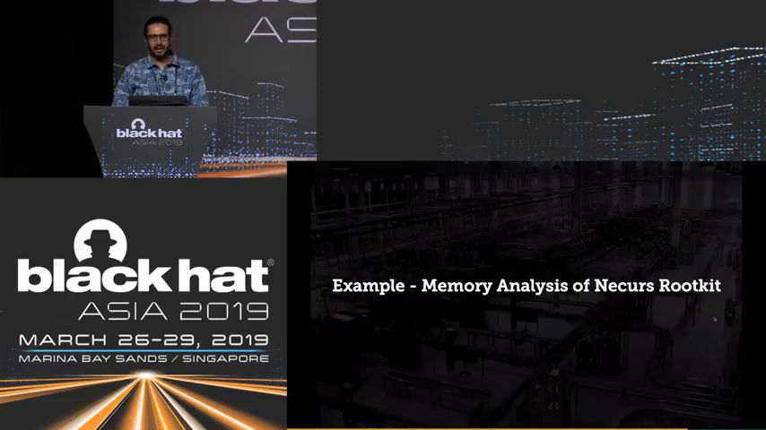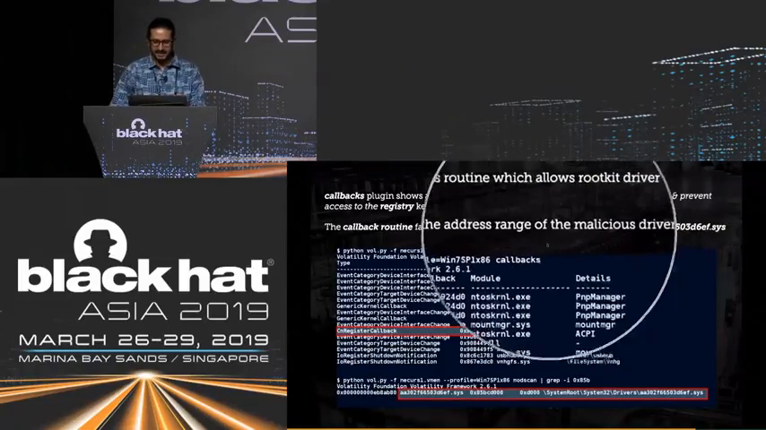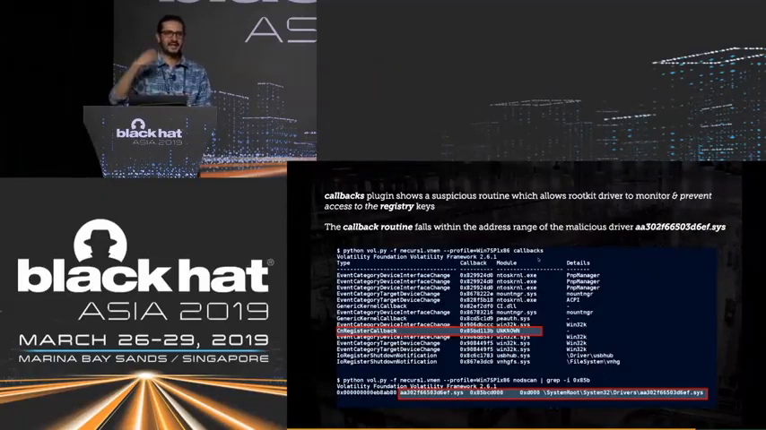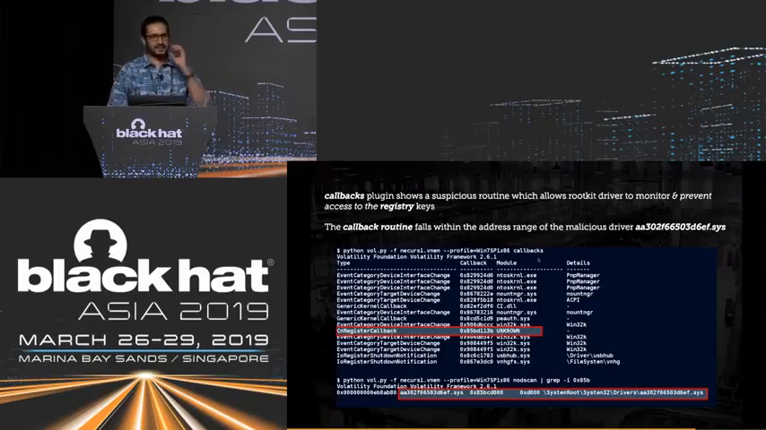You can proceed however you want to. Let's look at an example of the Necurs rootkit, and let's start from the kernel mode and try to identify the user mode component. So the best place to start is the callbacks. Remember, a rootkit can set callbacks to monitor system events, right? Look for any suspicious callback.